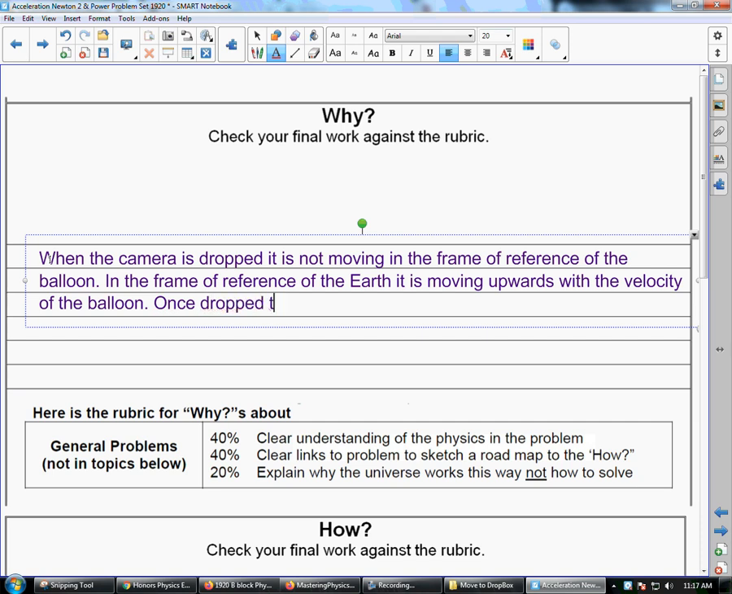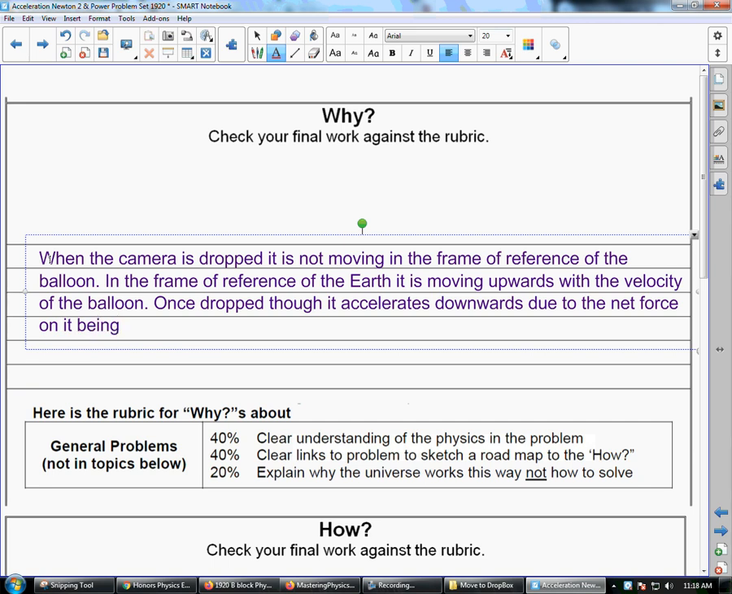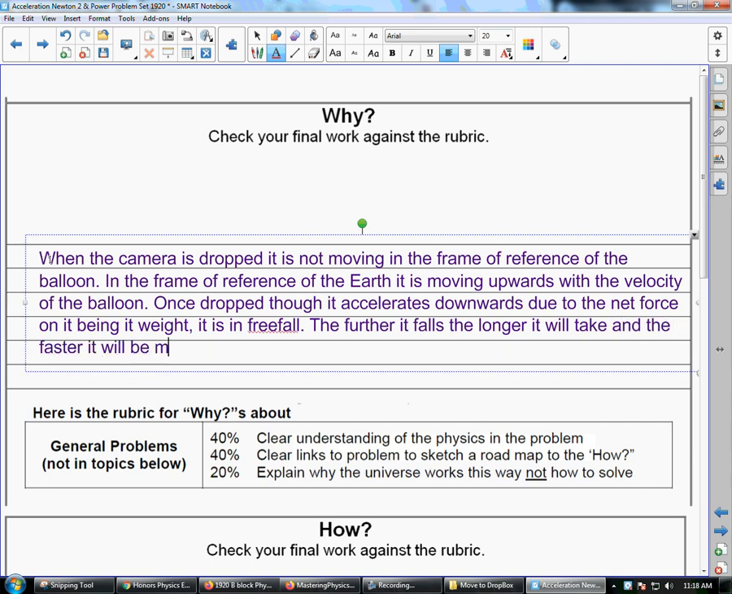Once dropped, it accelerates downwards due to the net force on it being its weight. It is in free fall. The further it falls, the longer it will take and the faster it will be moving at the bottom.